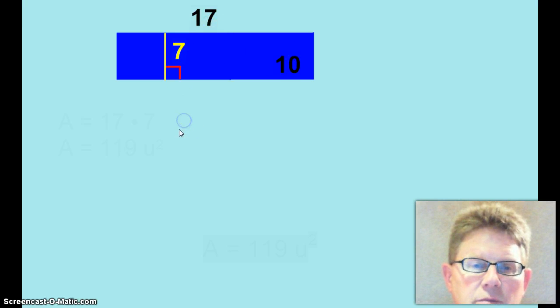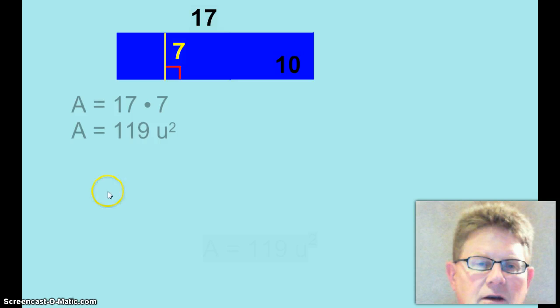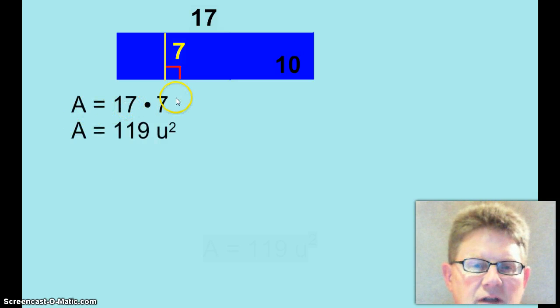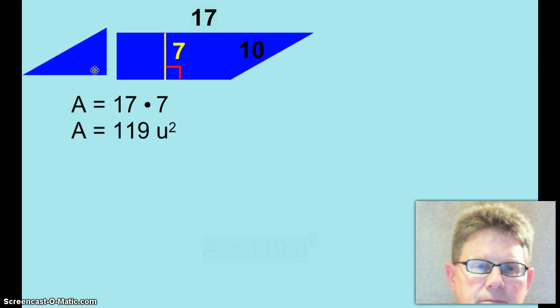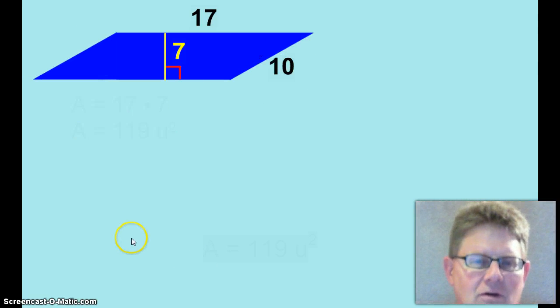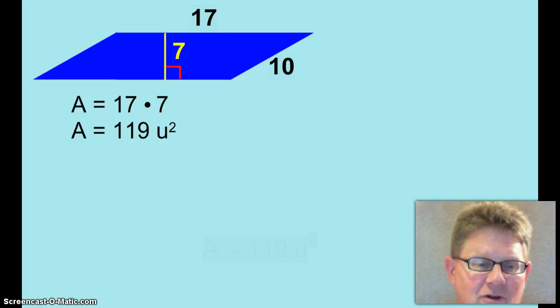So the area would be 7 times 17. The area is 17 times 7, 119 units squared. To find the area of that parallelogram, again, the area is 119 units squared. Alright, let's move along.